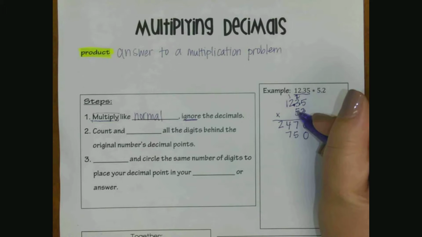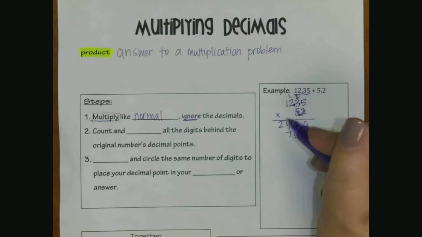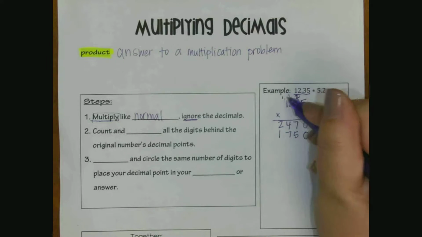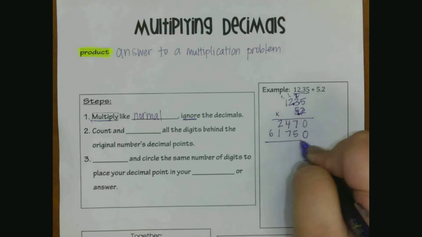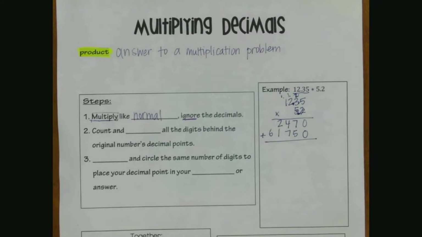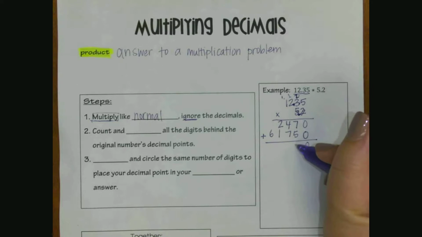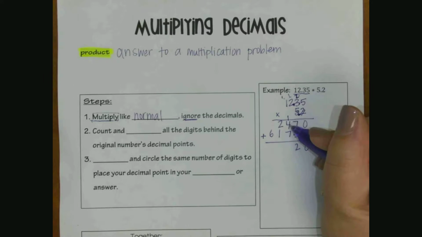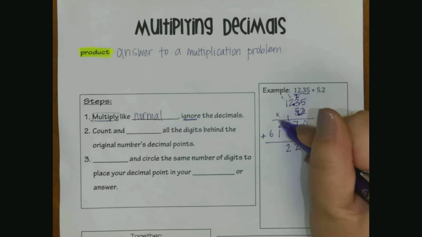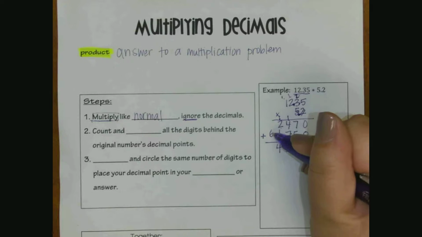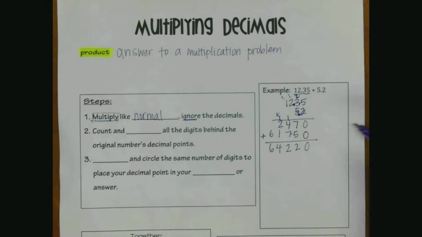2 times 5 is 10. 10 plus 1 is 11. And then I have 5 times 1, which equals 5, plus 1 is 6. Now I add, just like normal. Hopefully you remember this from previous years. 0 plus 0 is 0. 7 plus 5 is 12. Carry the 1. 4 plus 7 is 11. 11 plus 1 is 12. 2 plus 1 is 3. Plus 1 is 4. And 6 plus nothing is 6.